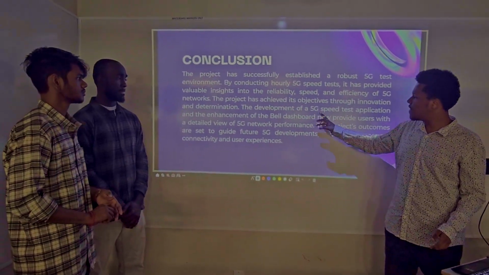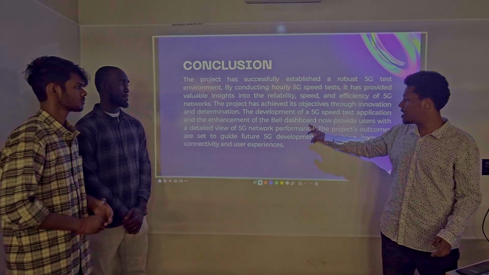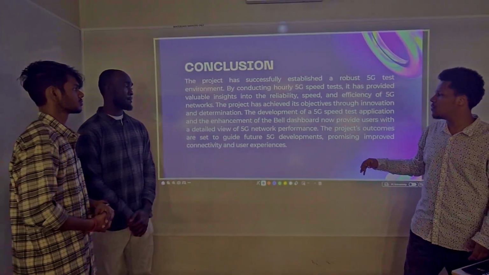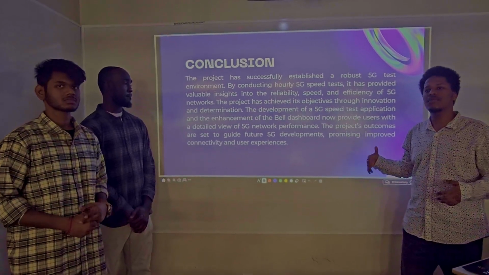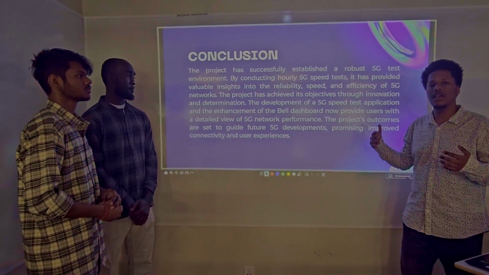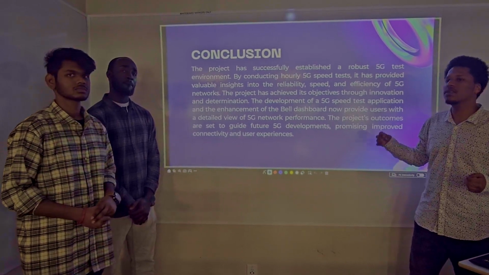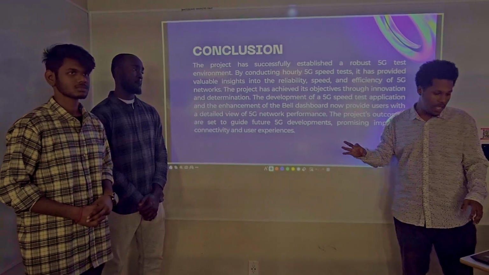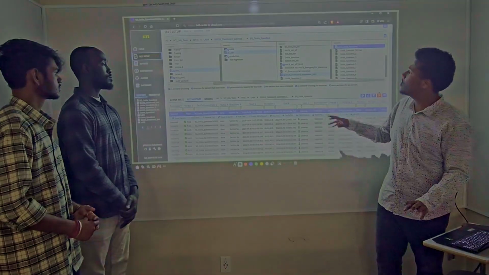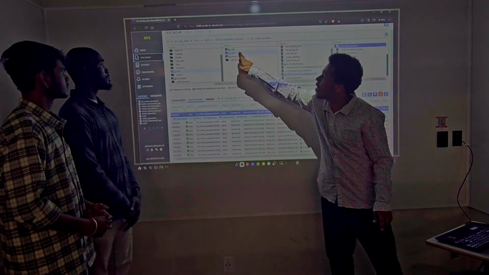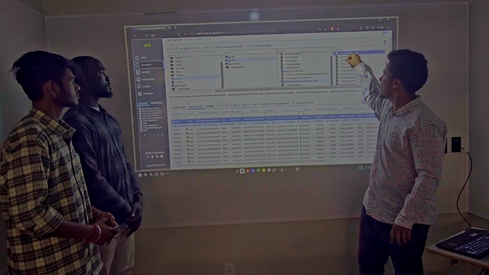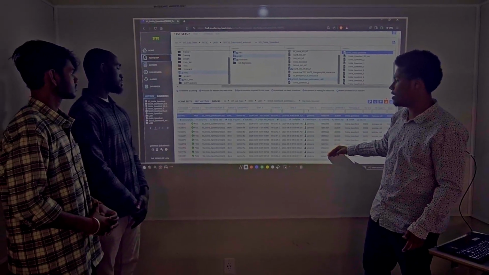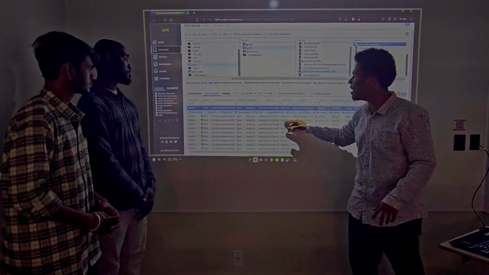The development of the 5G speed test application and enhancement of the Bell dashboard now provide users with a detailed view of the 5G network performance. Using the dashboard, you can see all the information part by part and extract the relevant data that you need to ensure that everything is working correctly. As you can see here, this is how we worked in lab 1 automation, our 5G Ookla speed test. Here are the last couple of tests we ran.